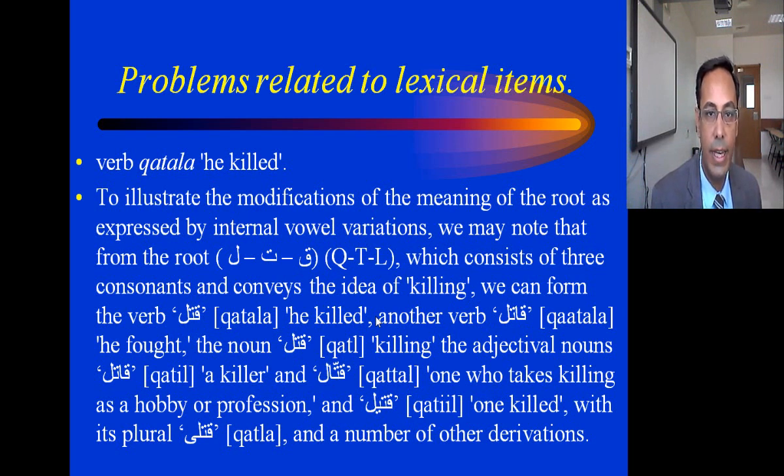The noun قتل, killing, the adjectival nouns قاتل, killer, and قتال. So from one word we have many meanings. From one word or one form we can derive many words and different meanings, of course. Translators have to consider these changes. You know the difference between قاتل, قتال, قاتل, قتل, the plural قتل, and there are many other derivations. So translators have to consider these lexical problems.